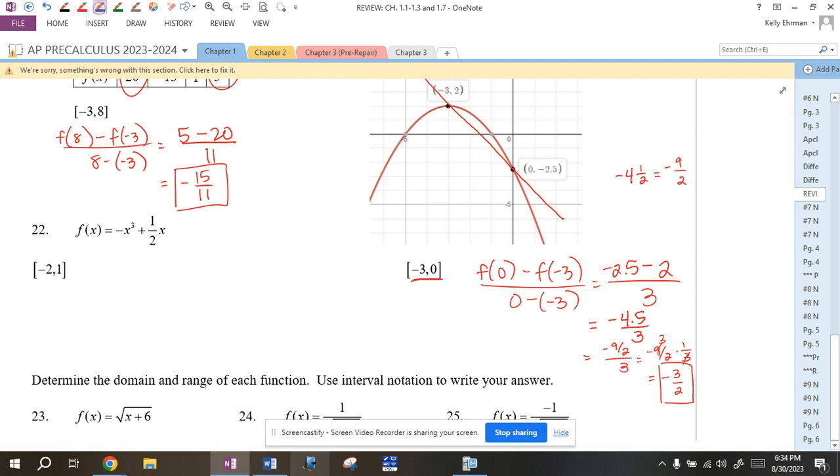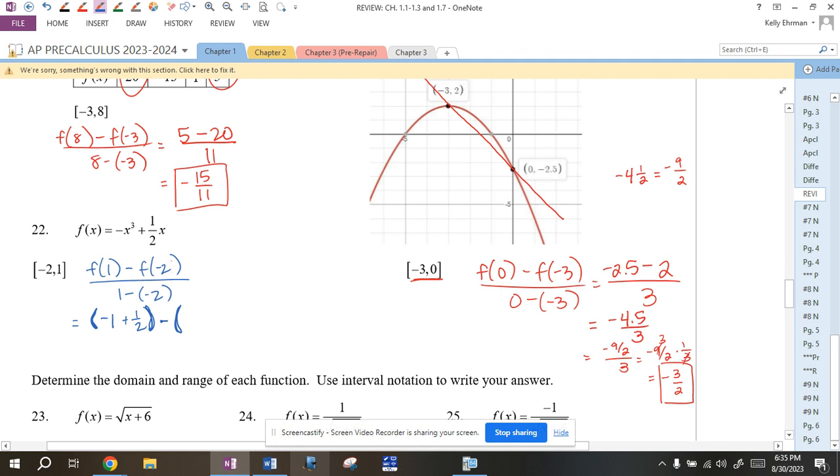Okay, last one here. I gave you a table, gave you a graph. I'll give you a function here. Same thing. Rate of change is f of 1 minus f of negative 2 over 1 minus negative 2. F of 1, let's see. So that's going to be, if I plug 1 into this, I get negative 1 plus 1/2, minus parentheses, so I don't forget to change signs if needed.